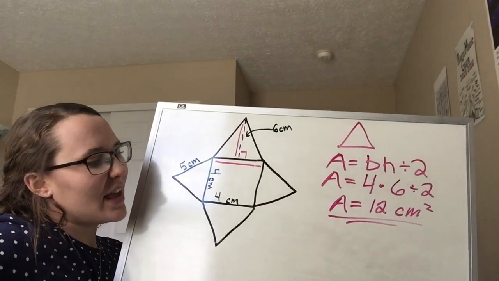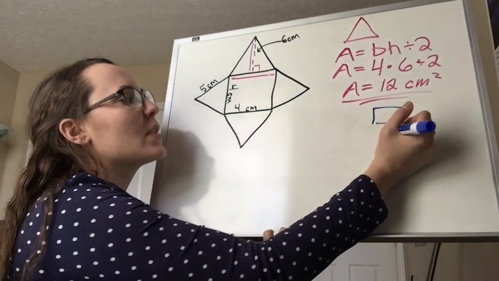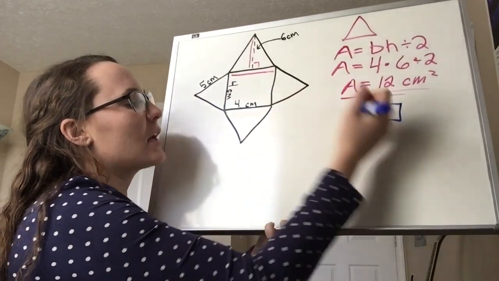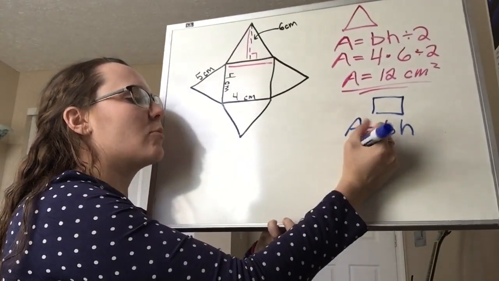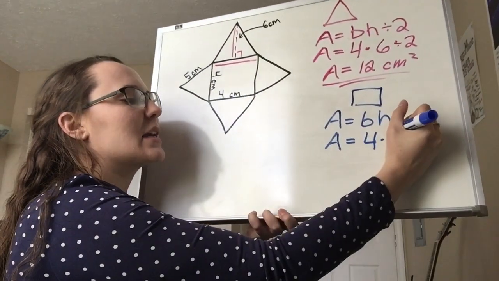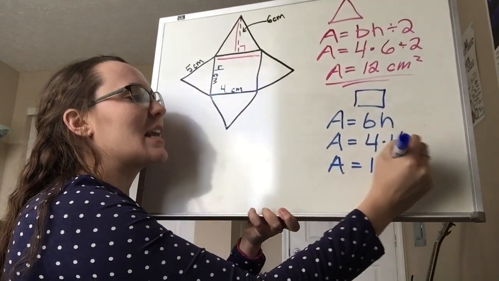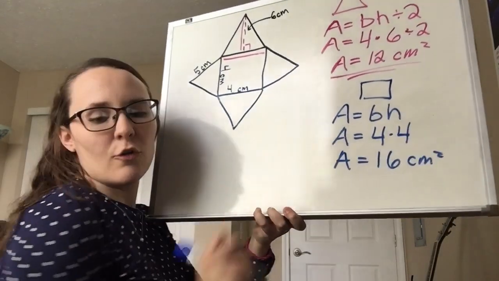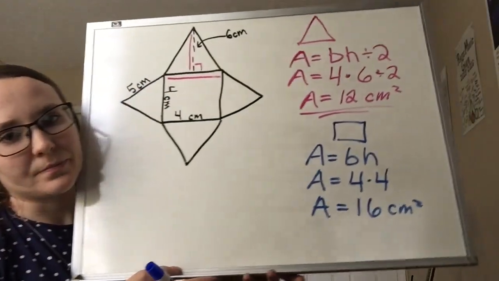Now we need to find the area of the square that's in the middle. So the square in the middle is area equals base times height. And we know the base is 4, because it says, and the height is 4. So that would make the area 16 centimeters squared for the square in the middle.